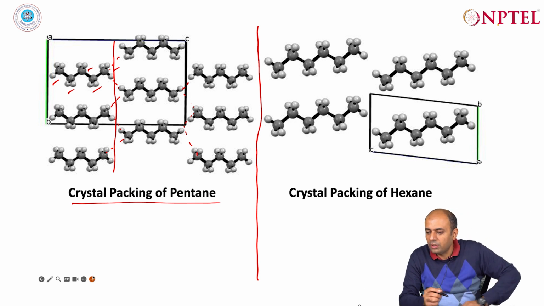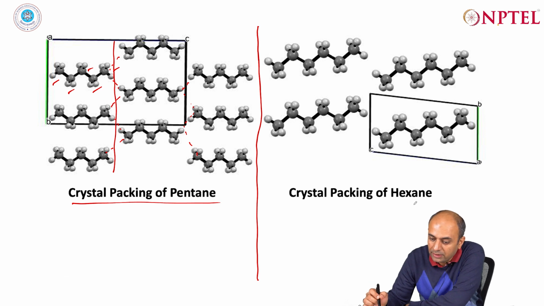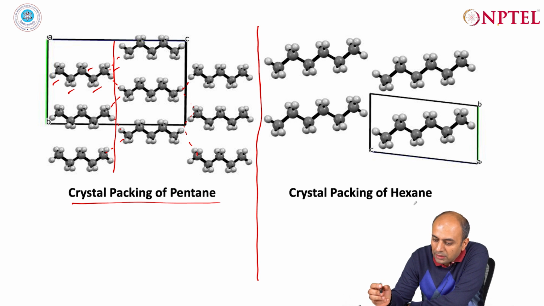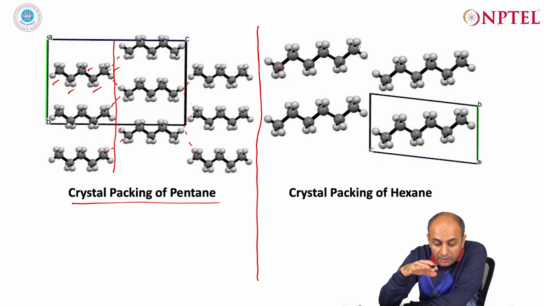Now, we can go to the next molecule, that is the crystal packing of hexane, where we are now going to the higher homologues of the hydrocarbons, the alkanes. So, here we can see again 6 carbon atoms, 1, 2, 3, 4, 5, 6, and the interesting part about these analyses is that these are all experimentally determined crystal structures. That means experimentally this is the way the molecules interact with each other in the solid state.